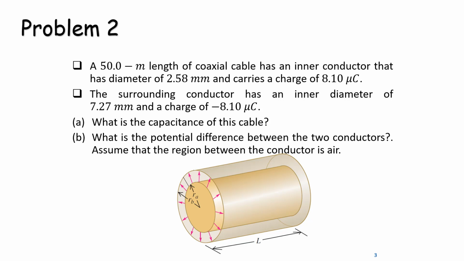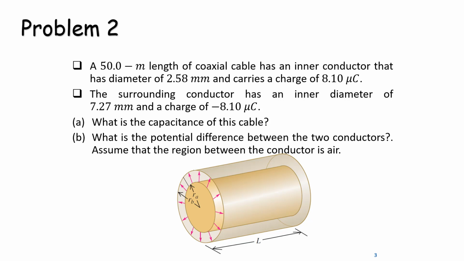A 50-meter length of coaxial cable has an inner conductor that has a diameter of 2.58 millimeter and carries a charge of 8.1 microcoulomb. The surrounding conductor has an inner diameter of 7.27 millimeter and a charge of negative 8.1 microcoulomb. What is the capacitance of this cable, and what is the potential difference between the two conductors, assuming that the region between the conductors is air?